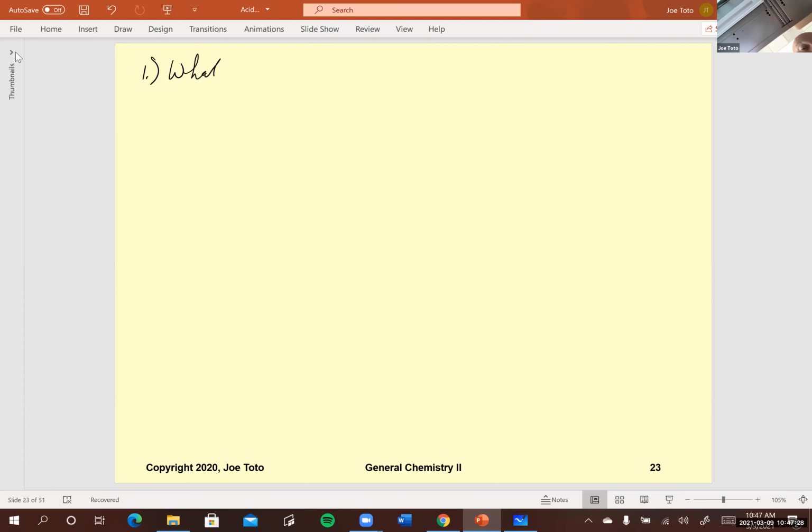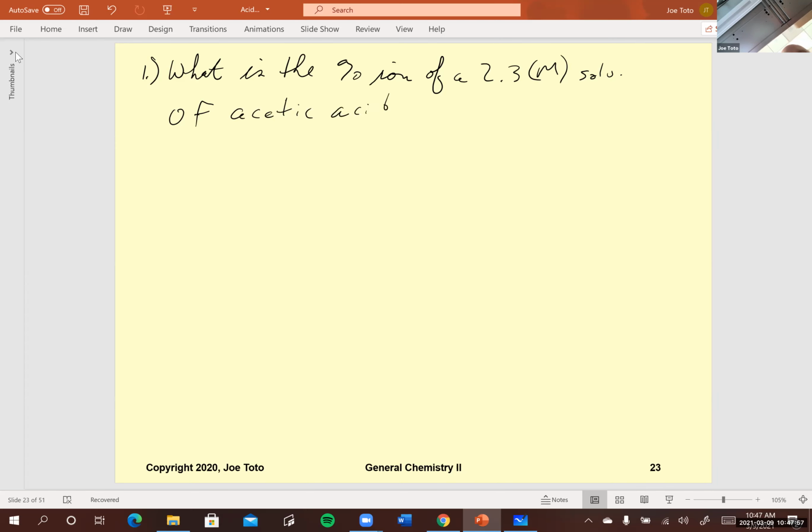What is the percent ionization of a 2.3 molar solution of acetic acid? Okay, so you might see something like that. So I want to find out what the percent ionization is.